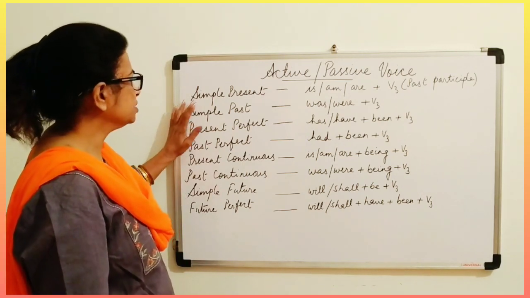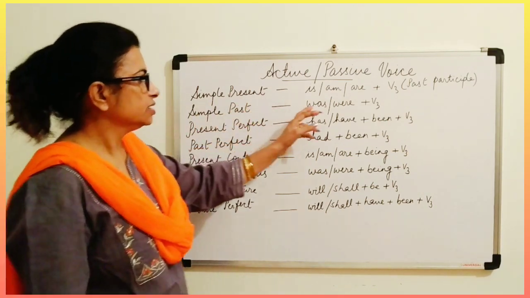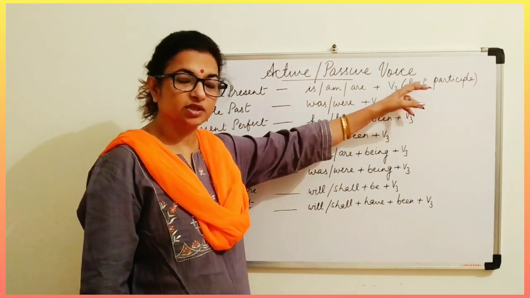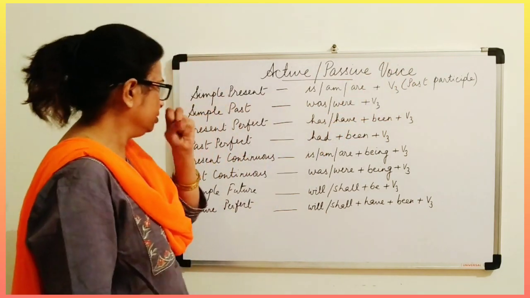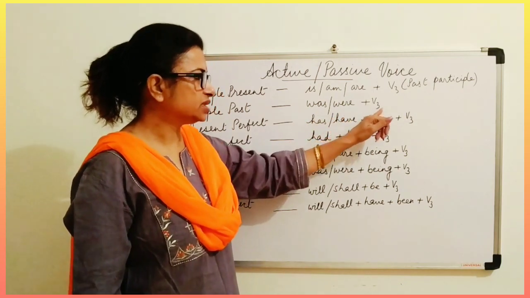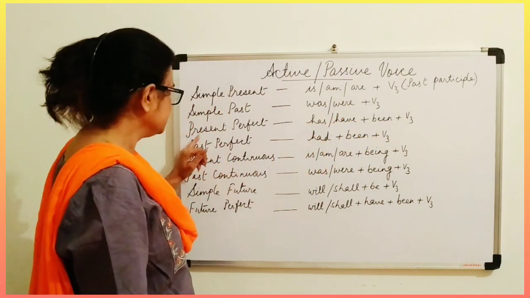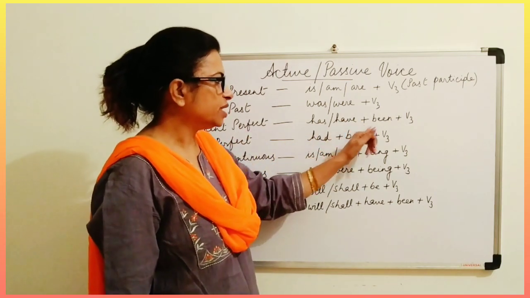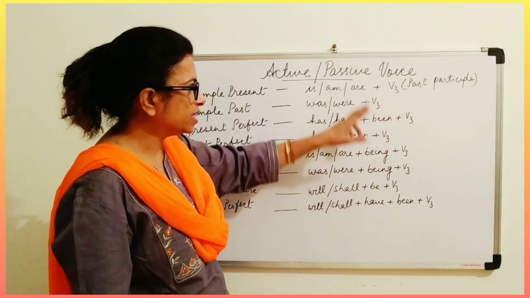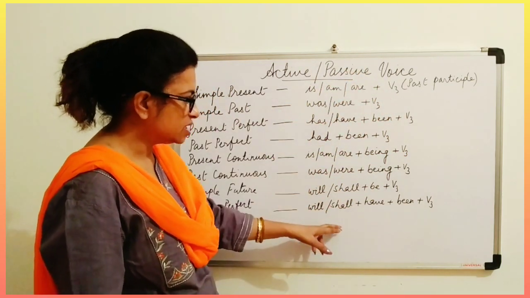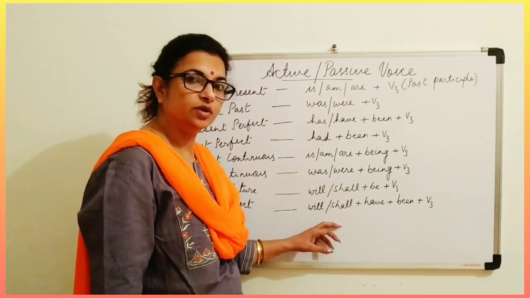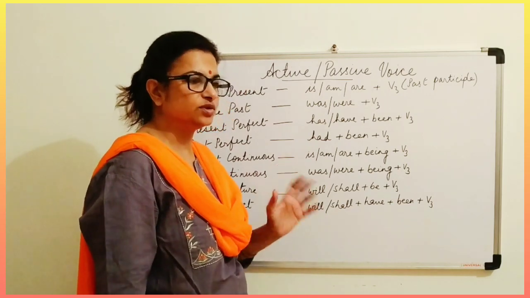Now let us see the simple present tense. The formula here is is/am/are plus V3. What is V3? It is the past participle, the third form of the verb. Simple past: the formula is was/were plus V3. Present perfect: has/have plus been plus V3. Again the past participle. You will notice that in all the tenses, in the passive voice formula, V3 is there. That means the third form of the verb is always applied. So keep this in mind.